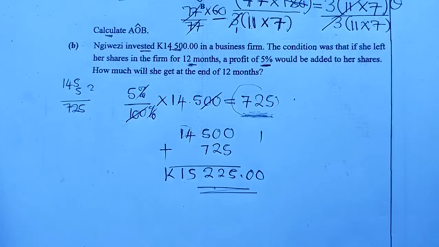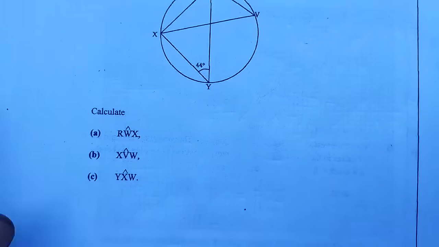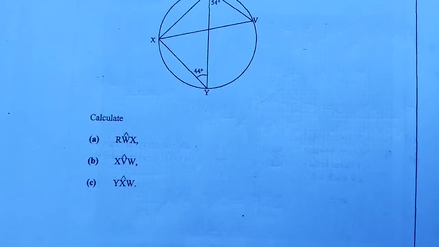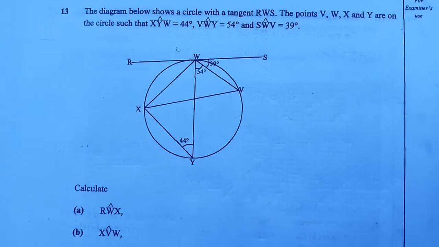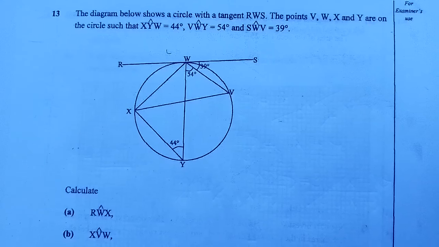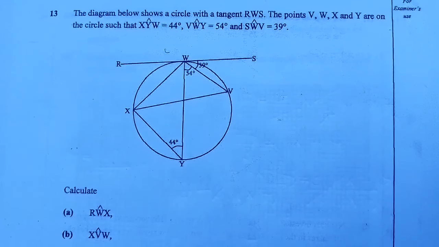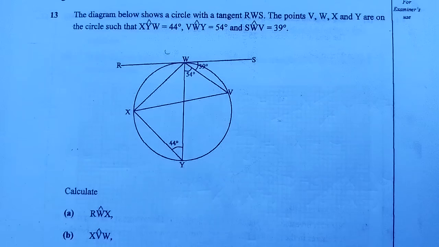We move to the other question. So let us move to the other question. This is the question now, which is here. This question is under circle theorem. So this is under circle theorem. This question is falling under circle theorem. So how can you work out this question?